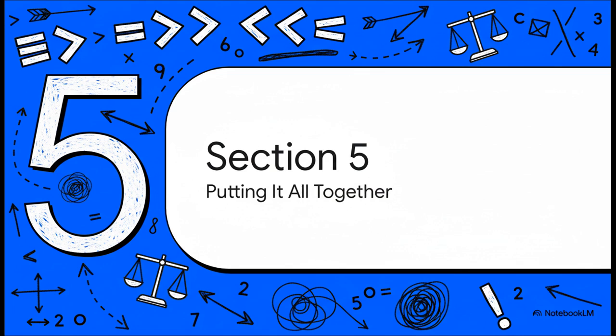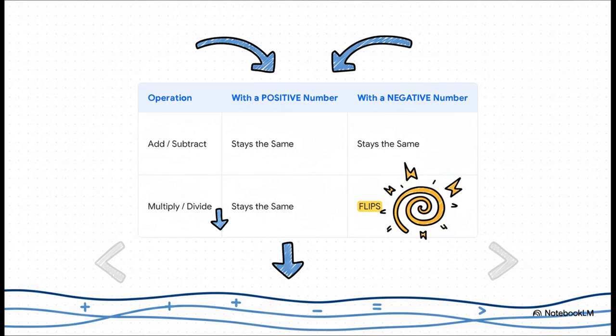We'll make a nice little cheat sheet to make it crystal clear. Check out this handy little table. It basically sums up everything. See, if you add or subtract, doesn't matter if it's a positive or negative number, the sign stays the same. No problem. If you multiply or divide by a positive number, again, the sign stays the same. But look at that last box. That's our special case. When you multiply or divide by a negative number, bam, the sign flips. That is literally the only time you ever have to worry about flipping the sign. That's the whole secret right there.